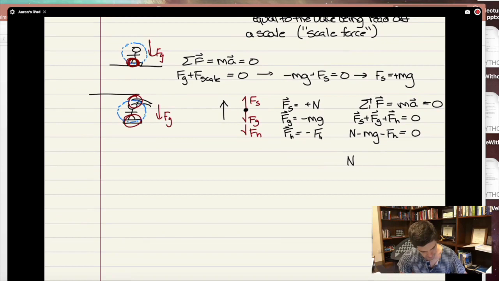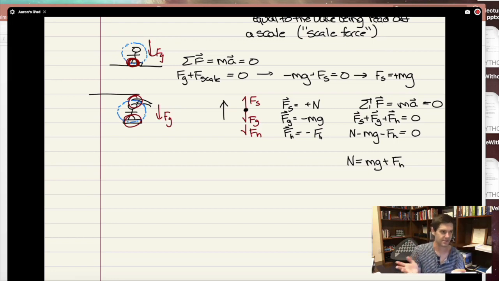Or that the normal force, or the scale force, or what your bathroom scale reads, notice it's not mg, but it's mg plus F hand. If you do this experiment, hopefully you'll notice that if someone pushes down on your shoulders, the bathroom scale reading increases.